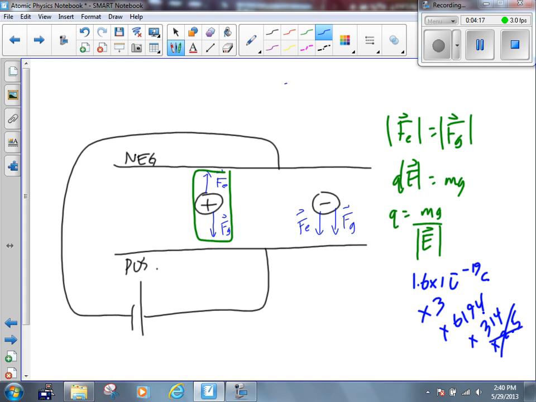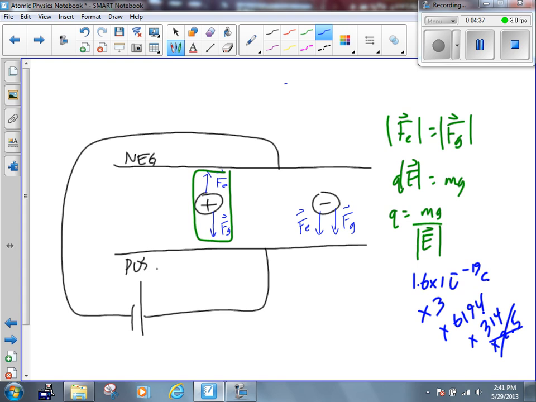Millikan concluded from this experiment that we have to have an elementary charge, the smallest possible charge, 1.6 times 10 to the minus 19, or a whole number multiple of that. We can have an elementary charge, and charge is quantized. One fundamental charge or a multiple of that.